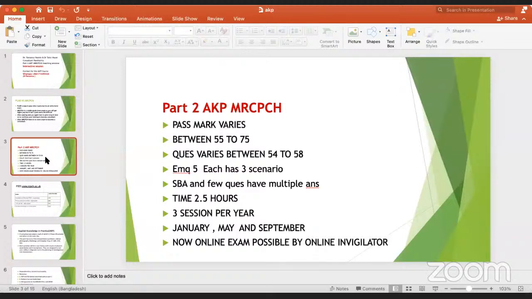And some questions will be like part one, extended matching. I mean, there will be three separate questions and many answers. You have to choose one answer for each question. That is the extended matching question. So these are the question patterns for AKP.